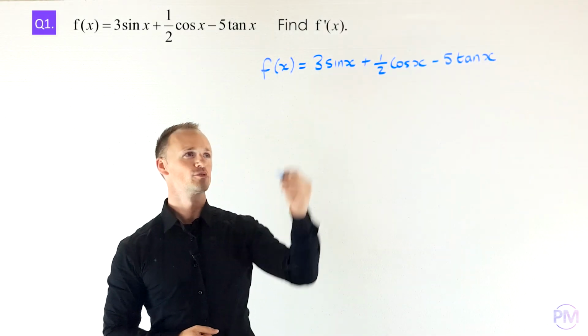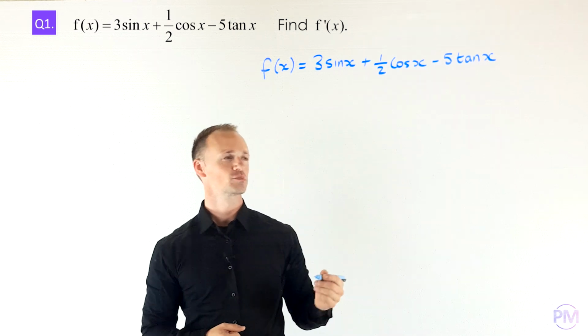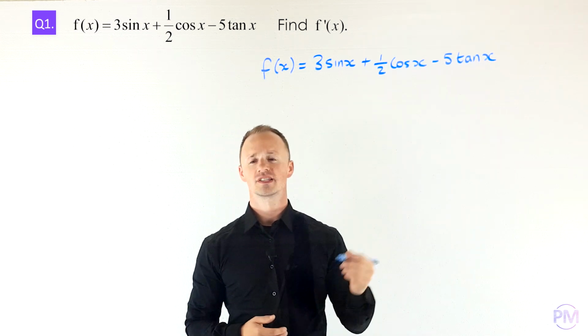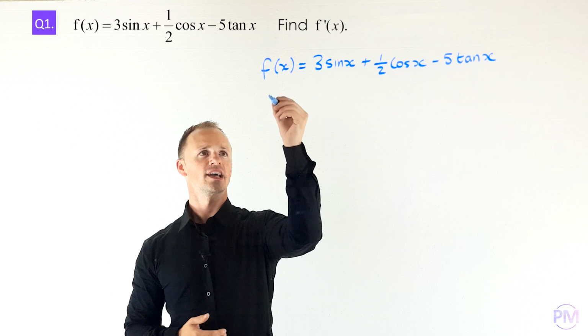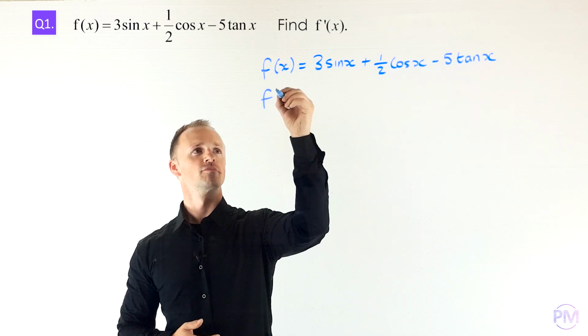So we've got f of x equals 3 sine x plus a half cos x minus 5 tan x, and we're going to differentiate this to find f dash x. So it's just using the standard results for this one.